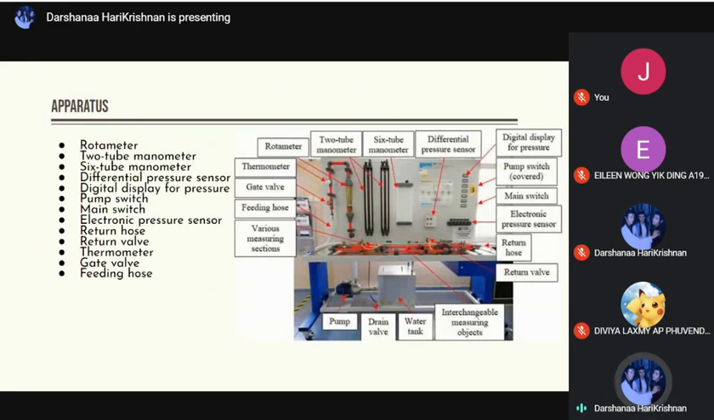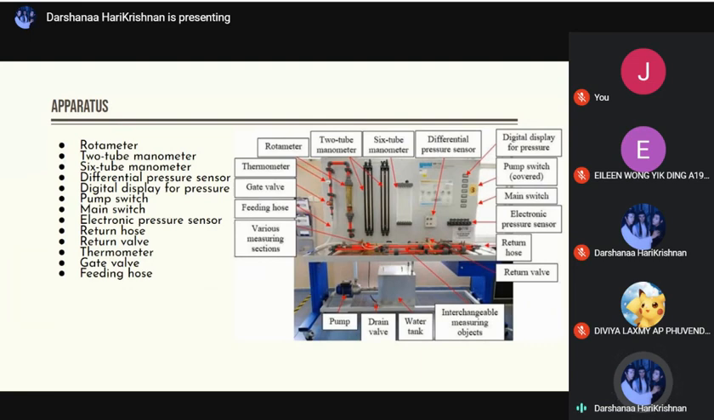The apparatus used in this experiment can be seen. A few of the apparatus used were rotameter, tube manometer, 6-tube manometer, differential pressure sensor, digital display for pressure, pump switch, main switch, electronic pressure sensor, return hose, return valve, thermometer, gate valve, and feeding hose.